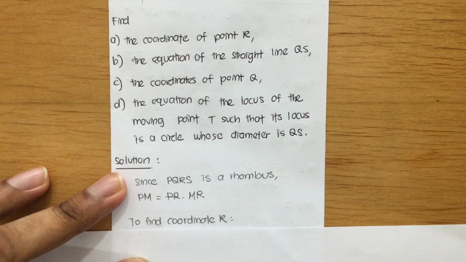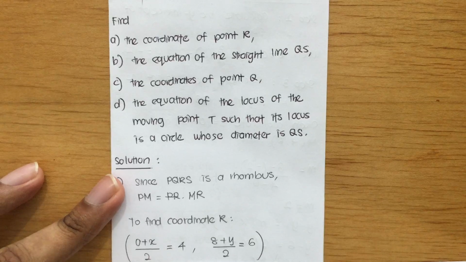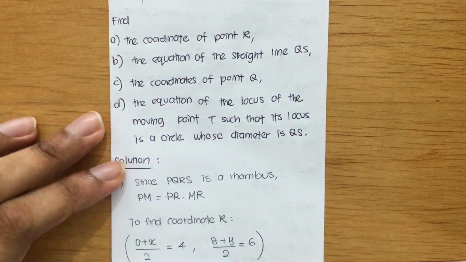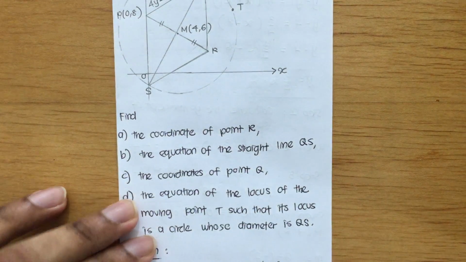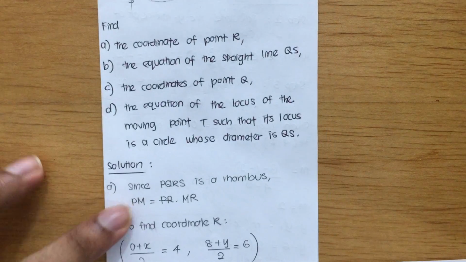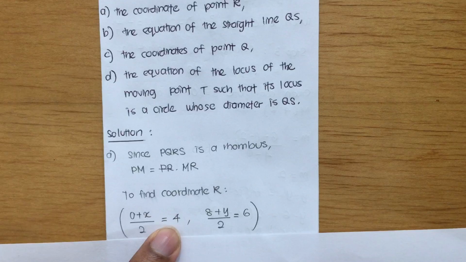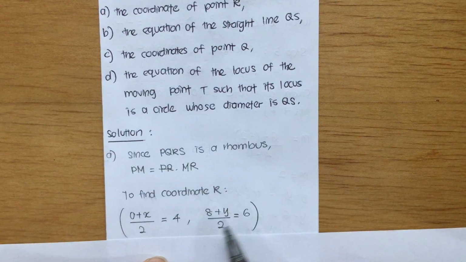So to find the coordinate R, we let our coordinate R equal (x, y), because we don't know our coordinate R yet, so we substitute in. So (0 plus x) divided by 2 gives the x coordinate of M, which is 4. So (0 plus x) divided by 2 equals 4, and then (8 plus y) divided by 2 equals 6. This is the y coordinate of M.